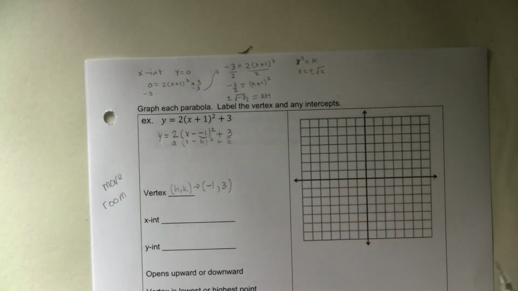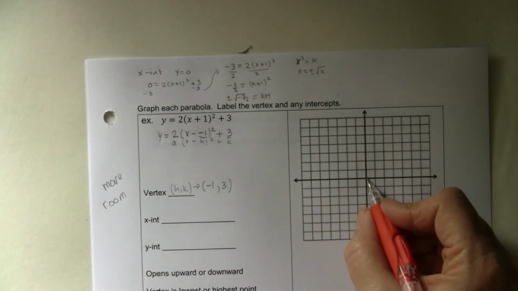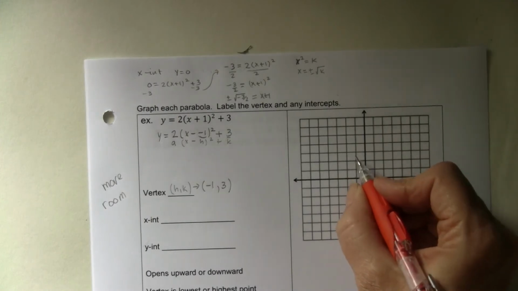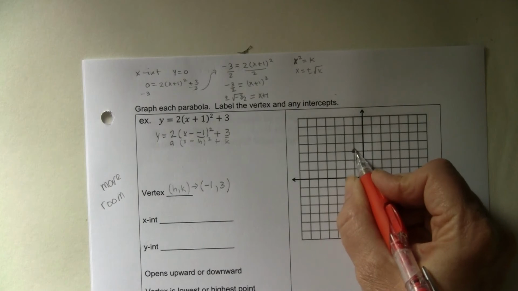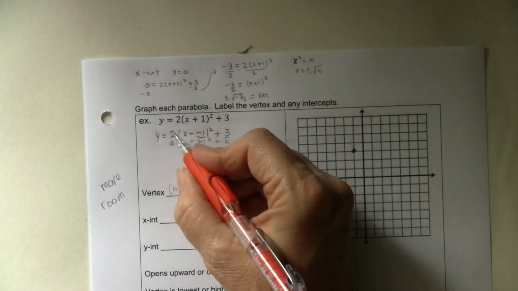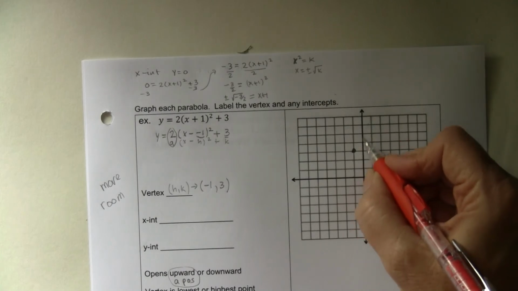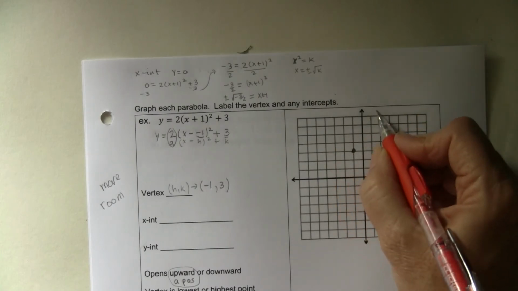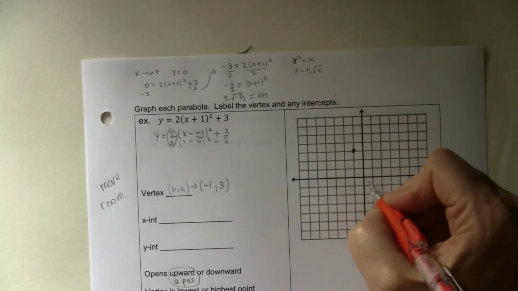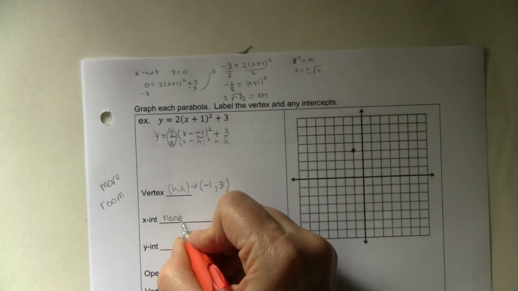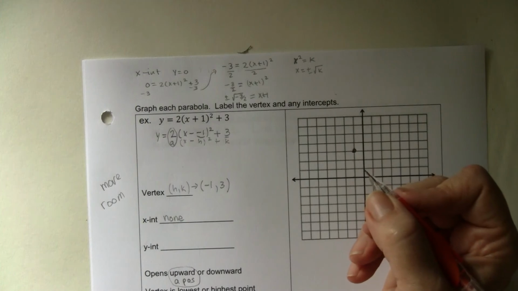Now, if we thought about it, we didn't put our vertex on here. Let's go over here: negative 1, 3, 1, 2, 3. And we know that because our A value, remember A is 2, A is positive, right? Because it's 2, it opens upward. So if our parabola opens upward, you can see that it's not going to cross the x-axis, right? So this is none. You could also write does not cross.